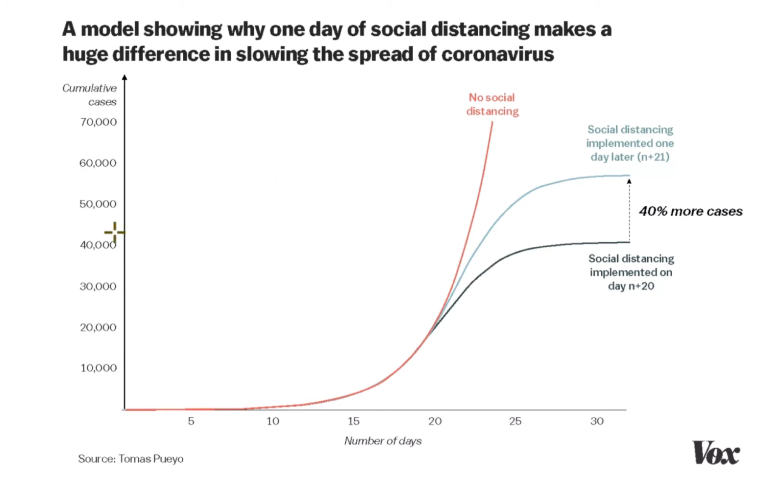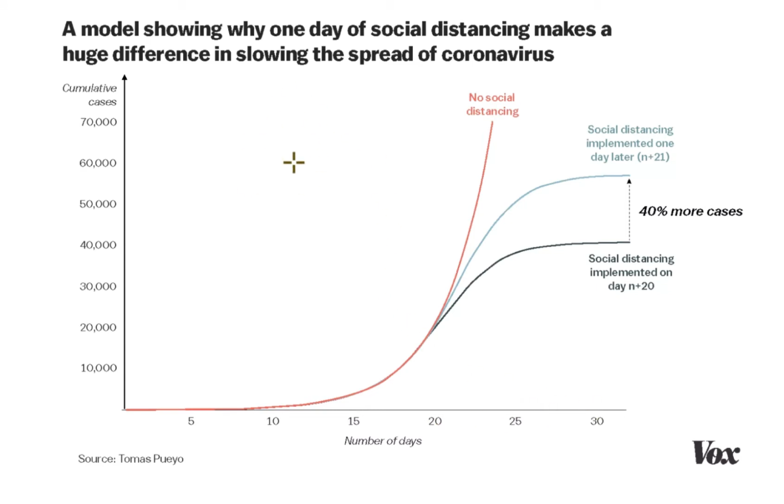So we have this graph here, which I've taken from the Vox website, and you can see here on the y-axis we have the number of cases, the number of cumulative cases. I've done another video on cumulative frequency to help you understand that idea. So this is the total number of cases that have occurred, and this is on the x-axis, the number of days going by. So this is your time axis here.